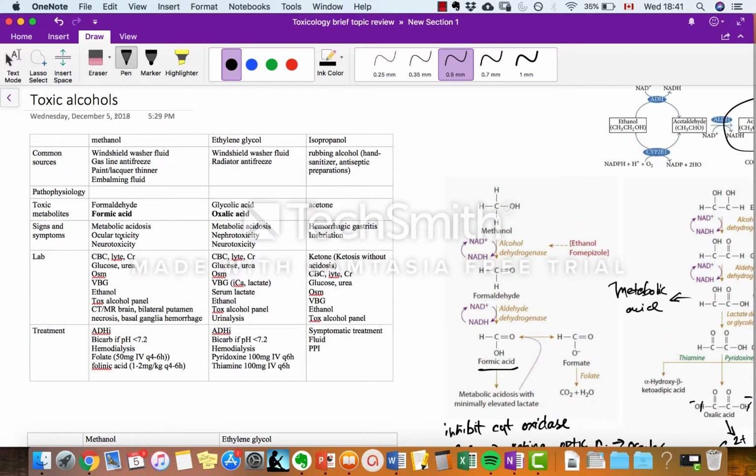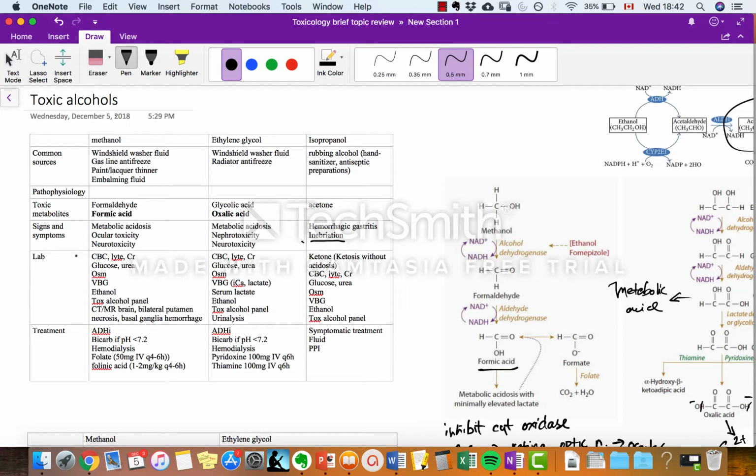So now we've covered the signs and symptoms of methanol, ethylene glycol, and isopropanol. By the way, inebriation can occur with any alcohol, but the larger the size of the molecule, the more inebriation per amount. So isopropanol, in equivalent amount, will give you the most inebriation, followed by ethylene glycol, followed by ethanol, followed by methanol, and they can all give you that.